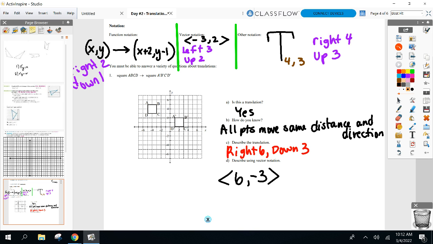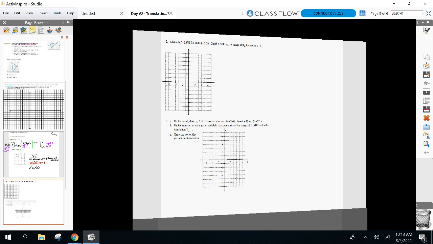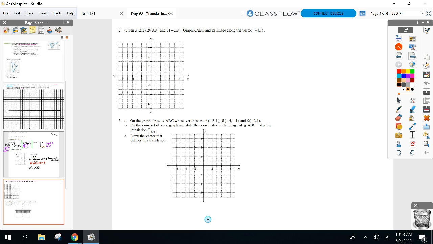All right, picking this up. Not really too much of an issue. All right, some work on your own right now. So go ahead and graph triangle ABC. 2, 1. 3, 3.